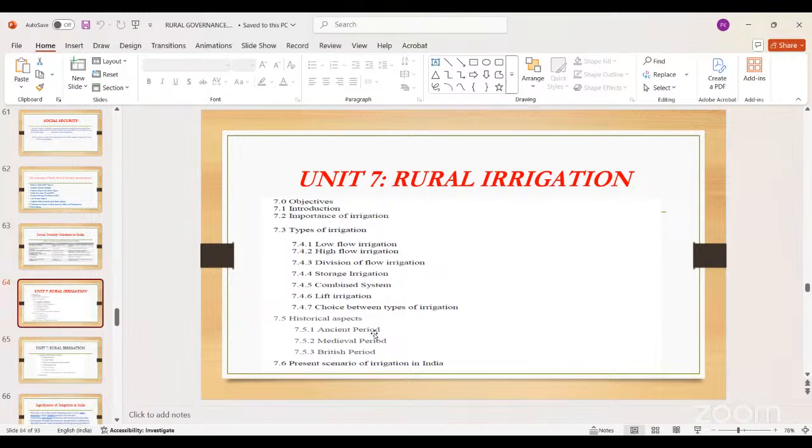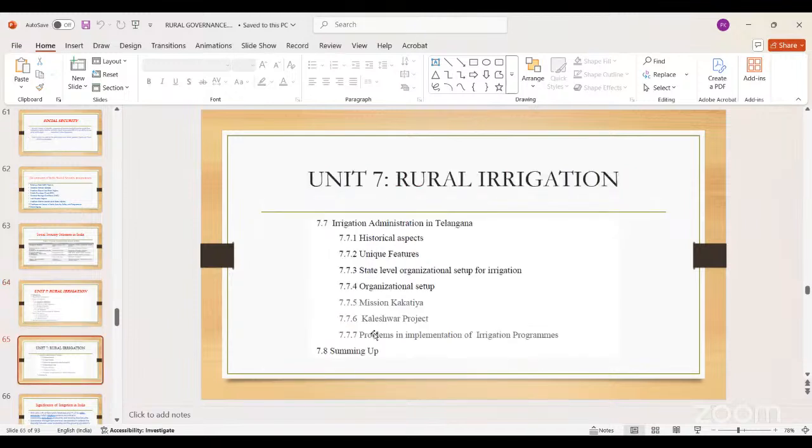Then we'll try to understand the present scenario of irrigation. After that, we'll also see irrigation administration in Telangana: some historical aspects, what the unique features are, then what the state level organizational setup for irrigation is. There are some important schemes and projects like Mission Kakatiya and the Kaleshwaram project. Then what are the problems in implementation of these irrigation programs, before we sum up? Okay. So let us quickly go through this.